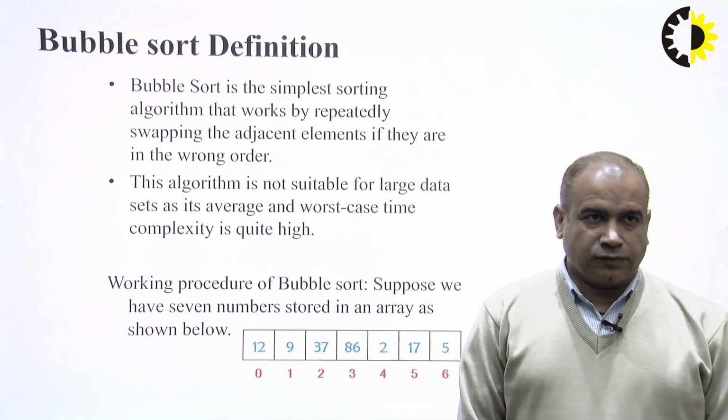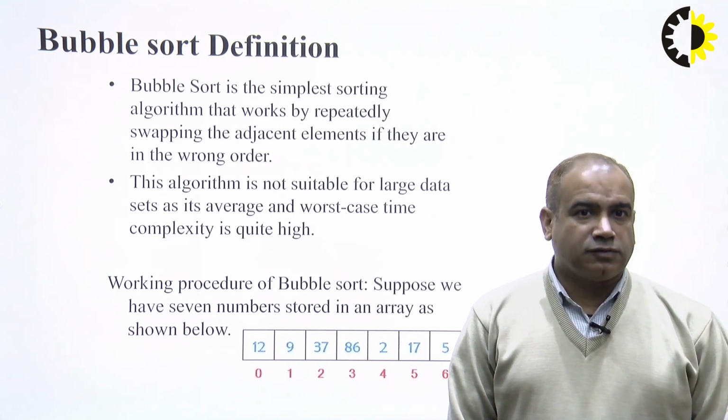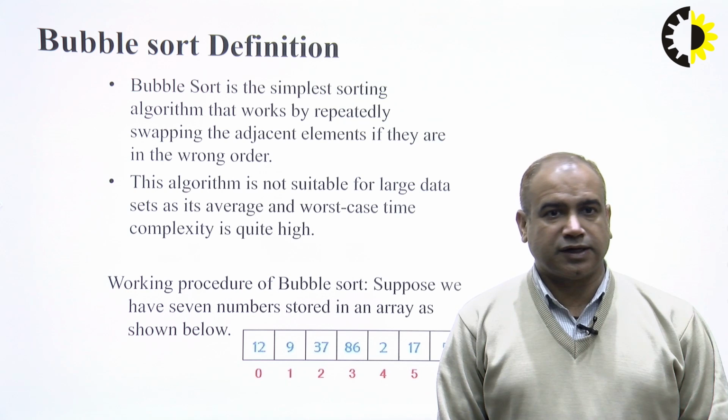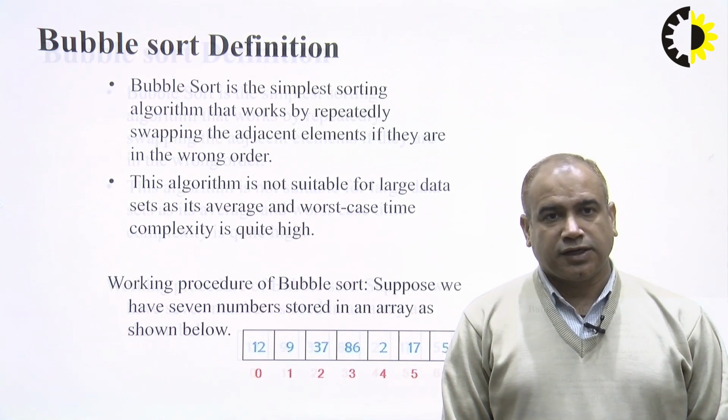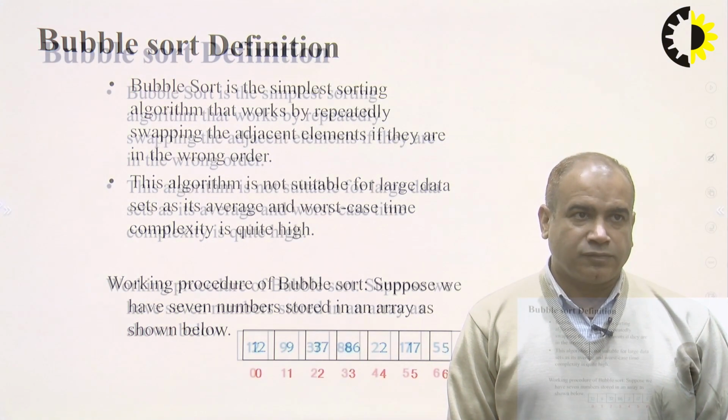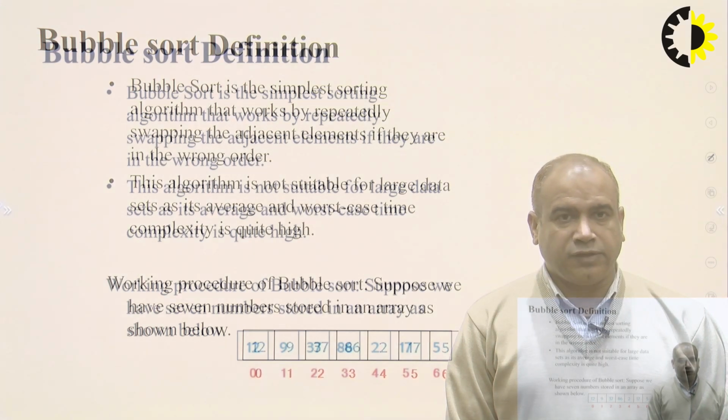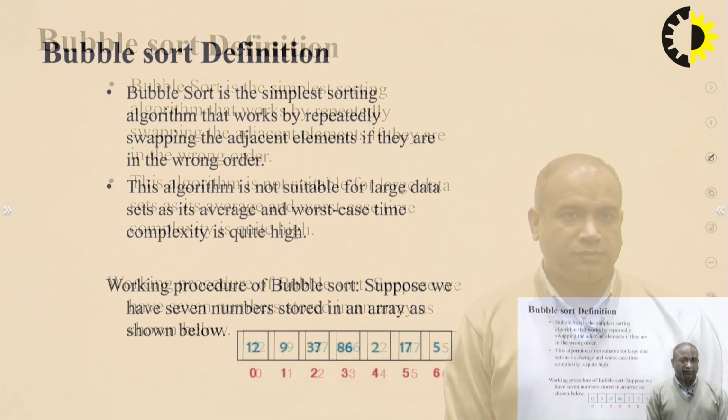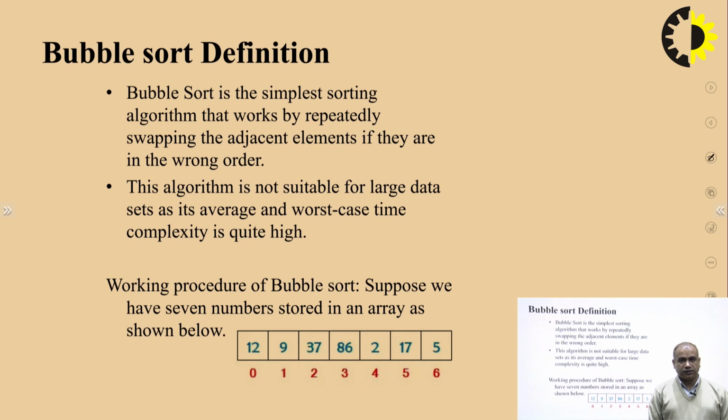Before we start, what is the meaning of sorting? Sorting means arranging elements in ascending or descending order. We will do three types of sorting in PPS: one is bubble sort, second is insertion sort, third is selection sort. We will cover two types of sorting here, bubble sort and selection sort. So first of all, bubble sort.